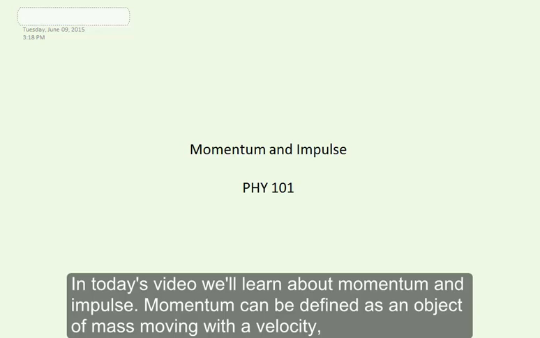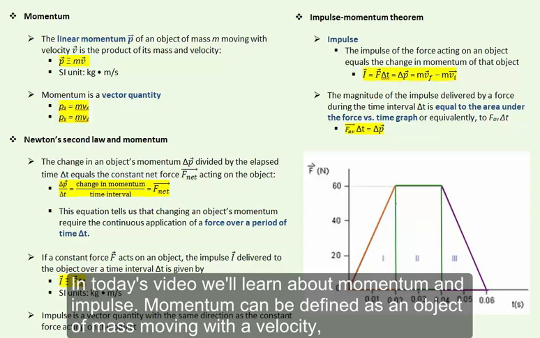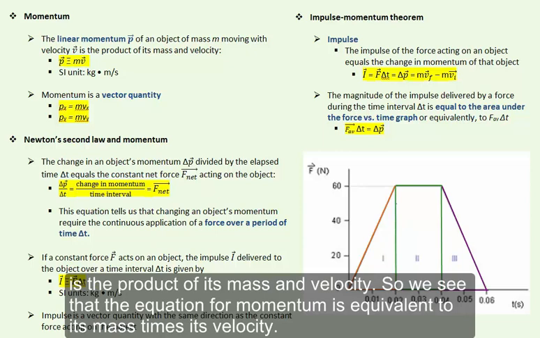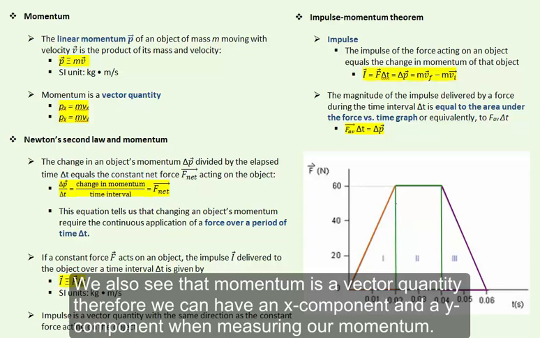In today's video, we'll learn about momentum and impulse. Momentum can be defined as an object of mass moving with a velocity. It is a product of its mass and velocity. So we see that the equation for momentum is equivalent to its mass times its velocity. We also see that momentum is a vector quantity. Therefore, we can have an x component and a y component when measuring our momentum.